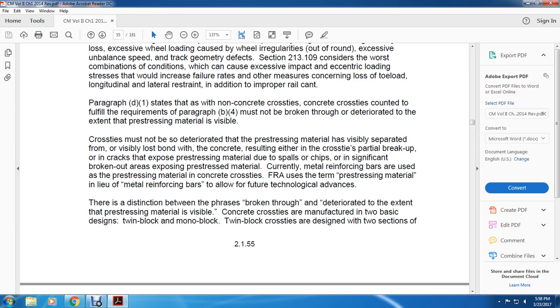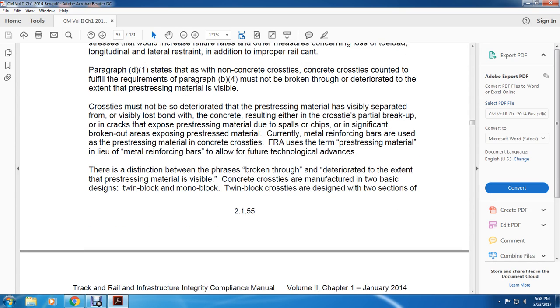Currently, metal reinforcement bars are used as pre-stressing material in concrete cross ties. The FRA uses the term pre-stressing material in lieu of metal reinforcing bars to allow for future technology and advances. This is the distinction between the phrase broken through and deteriorated to the extent that the pre-stressing material is visible.